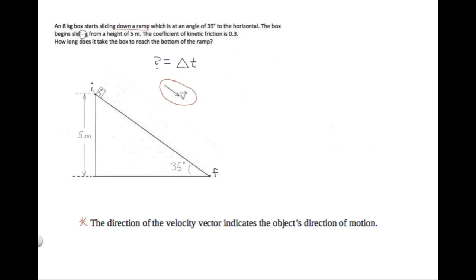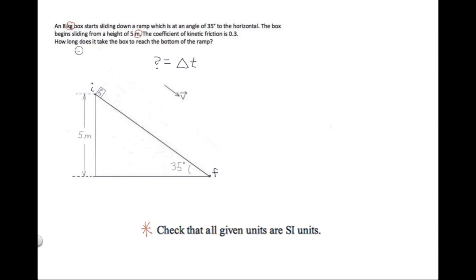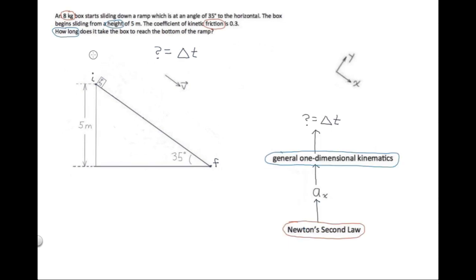The problem tells us that the box is moving down the ramp. So we draw the velocity vector pointing parallel to and down the ramp. The problem uses units of kilograms and meters, which are both SI units. The problem refers to concepts of mass and friction, which fit into the Newton's second law framework.